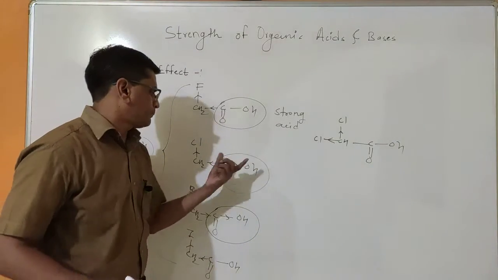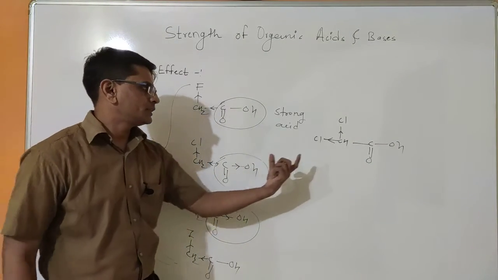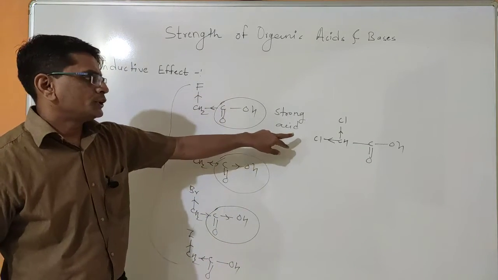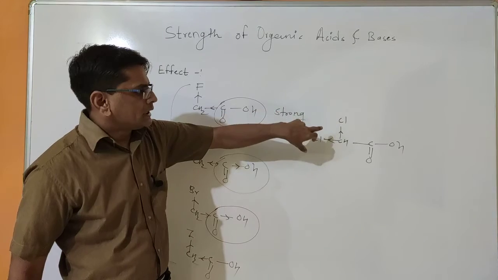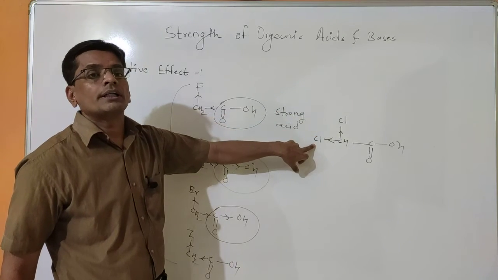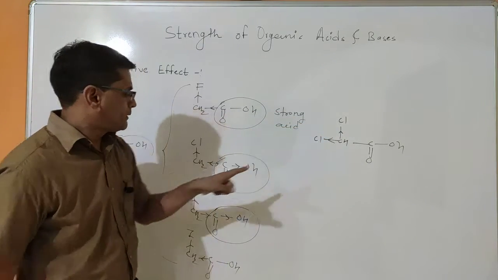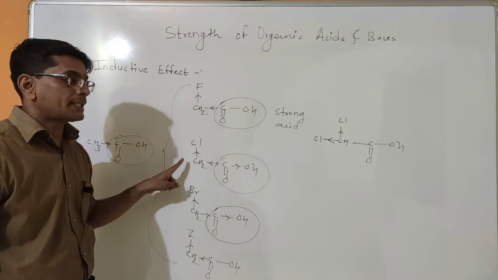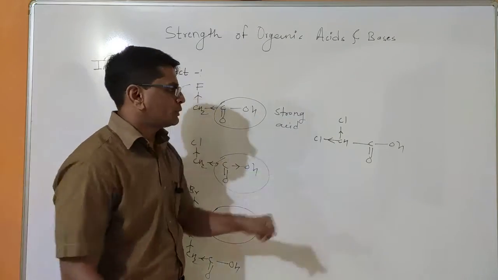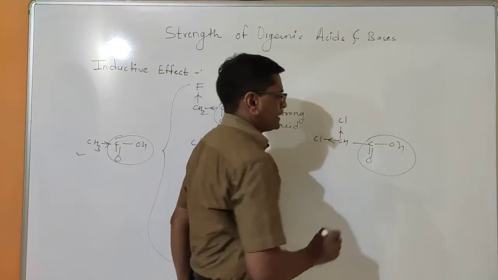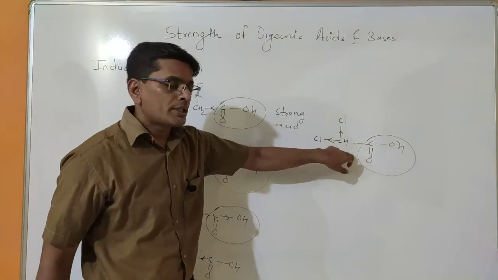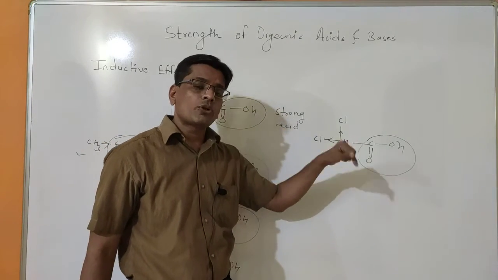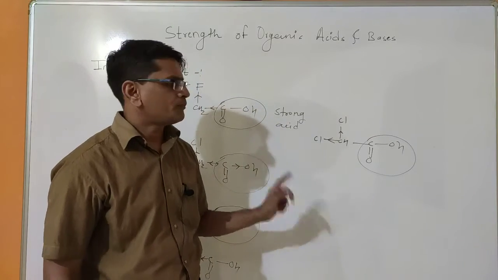When we compare chloroacetic acid with dichloroacetic acid, due to the presence of two chlorines, this has a stronger electron withdrawing inductive effect. Here only one chlorine is there, which has a less electron withdrawing inductive effect as compared to this molecule. Due to that, it decreases the electron density far more as compared to this. That's why dichloroacetic acid is a stronger acid than monochloroacetic acid.